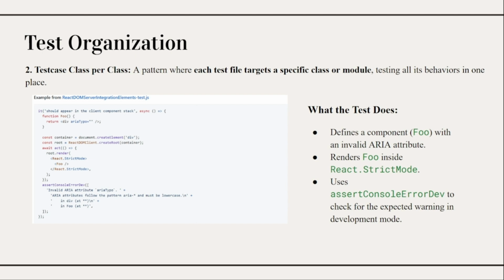So this fits the test case class per class pattern because the test file focuses only on this module's behavior related to invalid ARIA handling. It keeps the scope narrow and makes it easy to locate or update the test when working with accessibility related code.